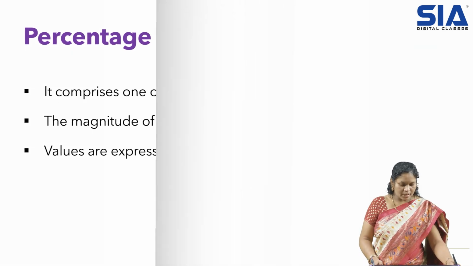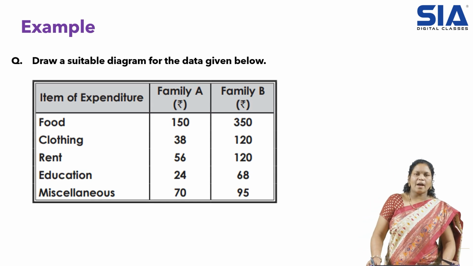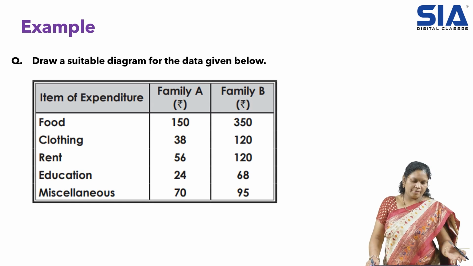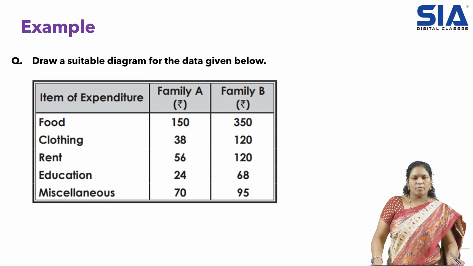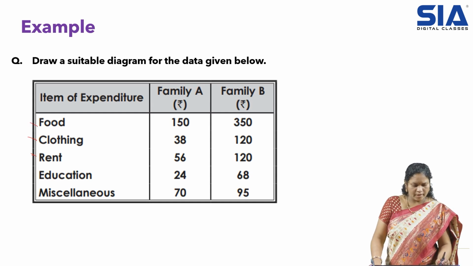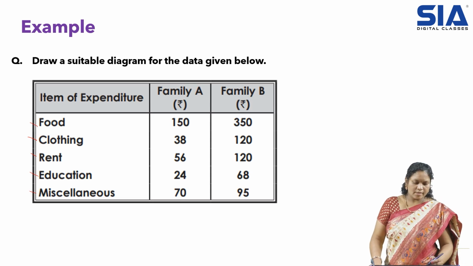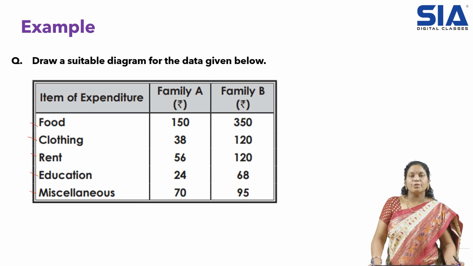Now let us check it out with an example. Here, draw a suitable diagram for the given data. Some items of expenditure are given for family A and family B, meaning the monthly expenditure of some families, counting how much amount they have spent on particular goods. Check out the data they have given: food, clothing, rent, education, miscellaneous, and other things you buy. Family A has spent 150 rupees on food, something like that.